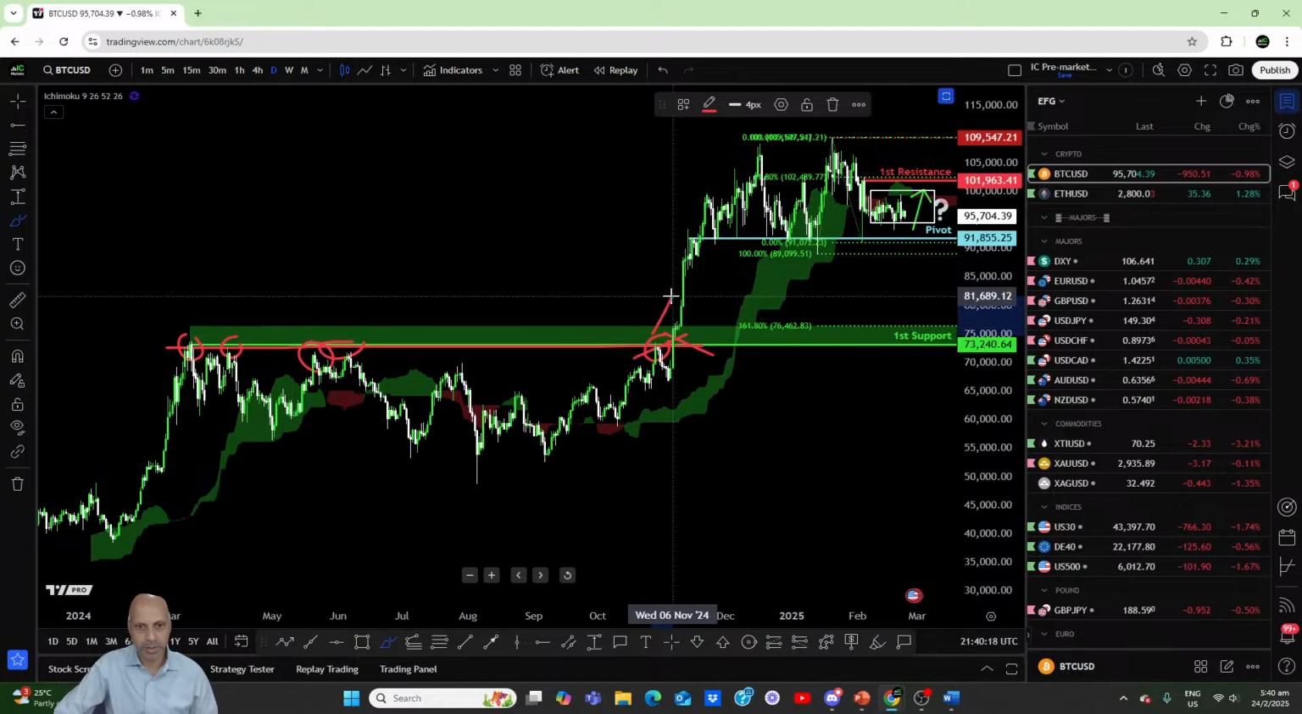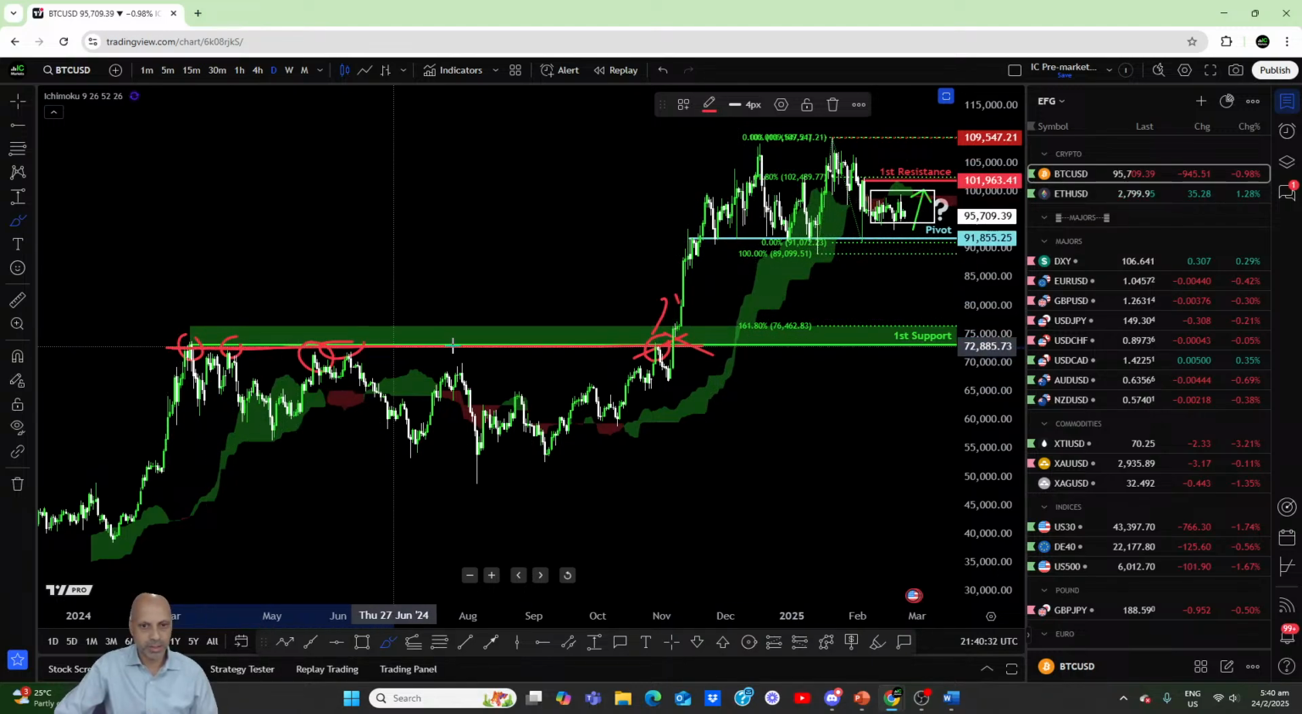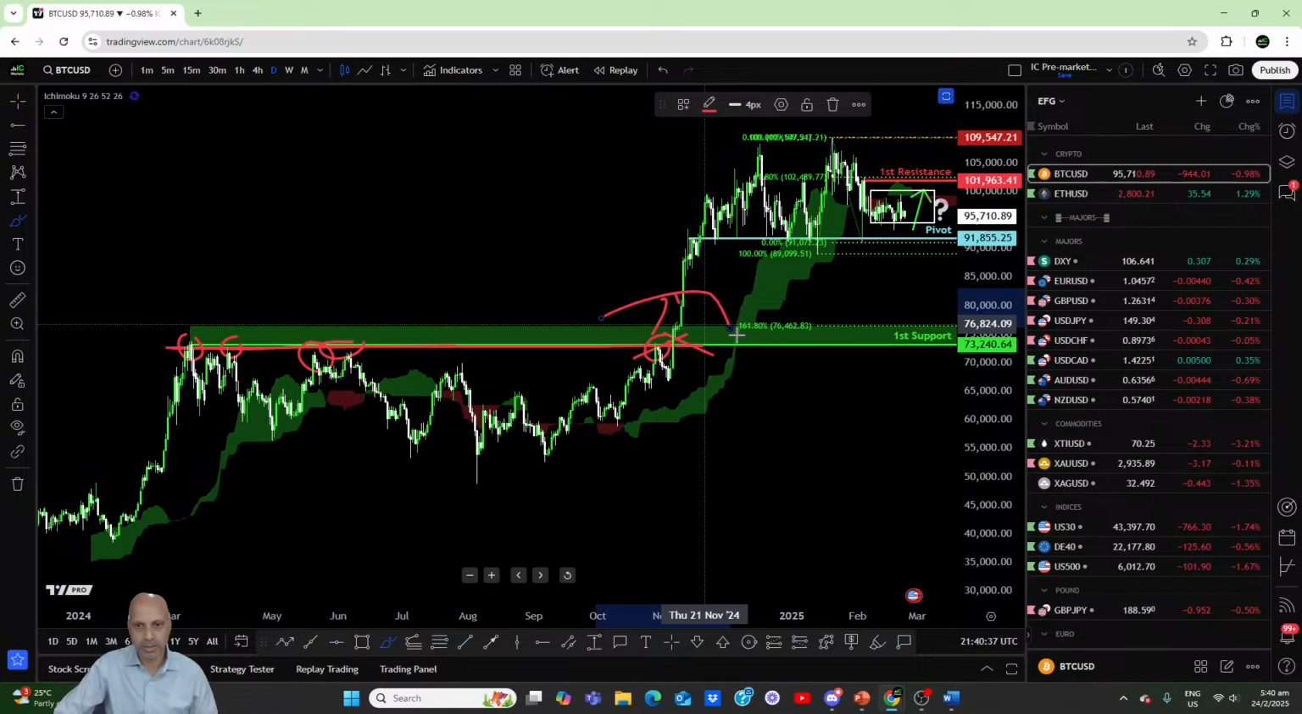We saw a nice bullish breakout take place in November of last year, triggering a very strong bullish move, a very strong run or rebound or rally for Bitcoin. So what was previously a multi-swing high resistance at $73,240 is likely to function as a pullback support level. So that's how the first support has been identified.